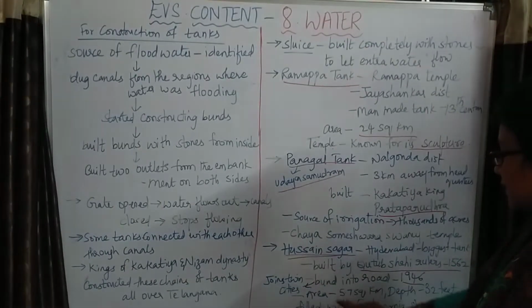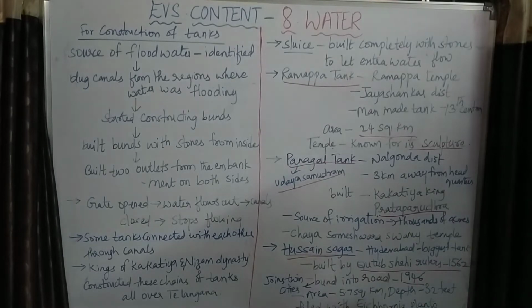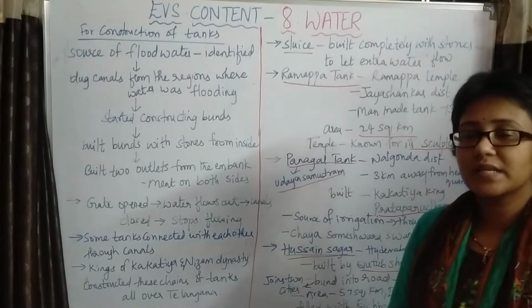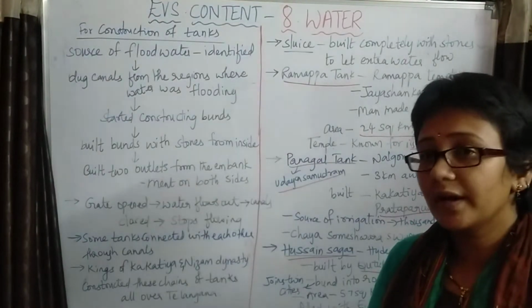The area of this Hussain Sagar is 5.7 square kilometers and the depth is 32 feet, and at present this Hussain Sagar is filled completely with Ipomoea plants.